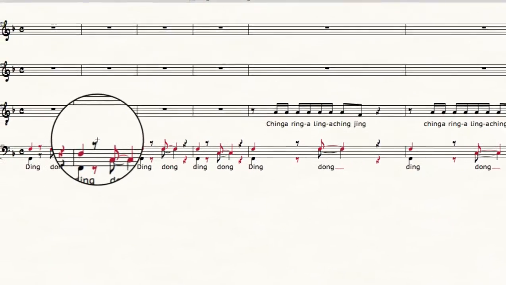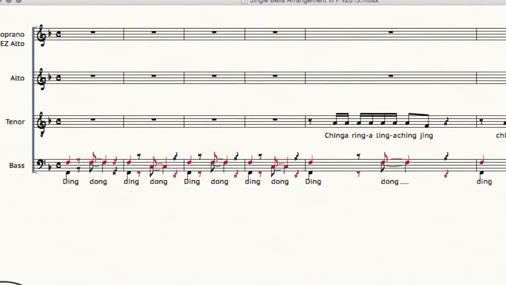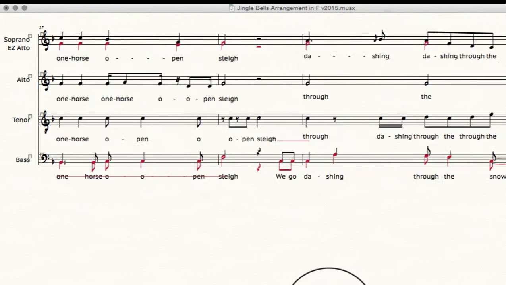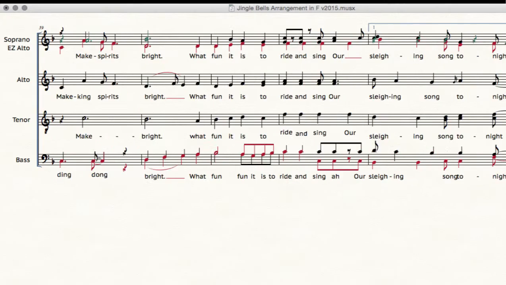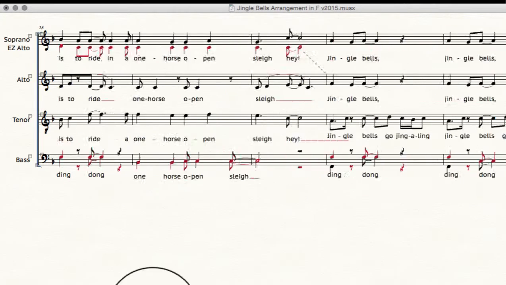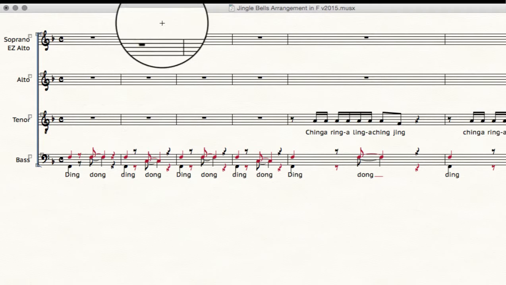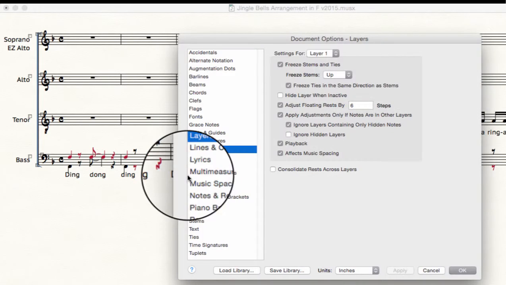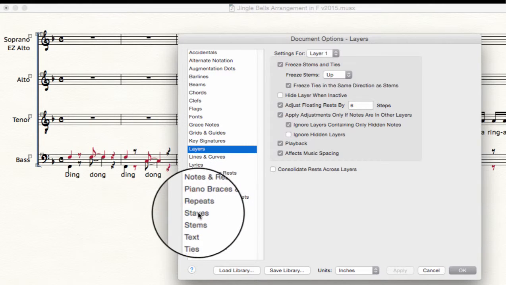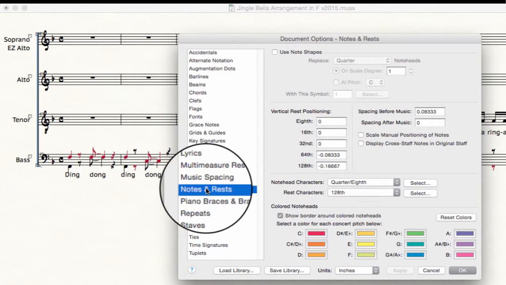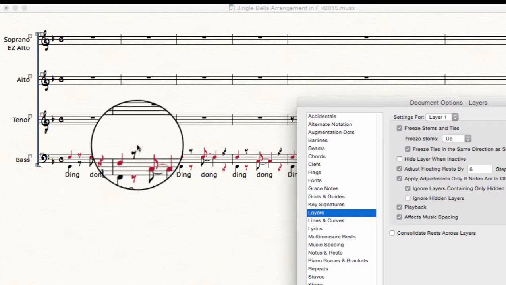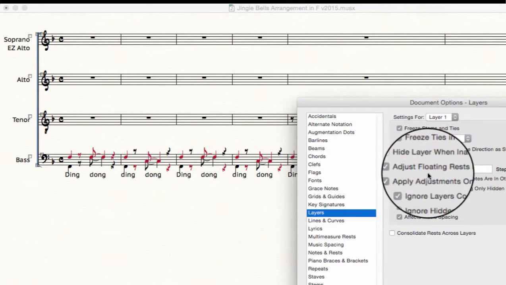I noticed in an arrangement that I'm doing that the rests were flying above and below the staff, which would probably take maybe three hours of work to fix. Interestingly enough, even though it's about rests, if you go to notes and rests, you will not find settings that fix the issue of where the rests are.